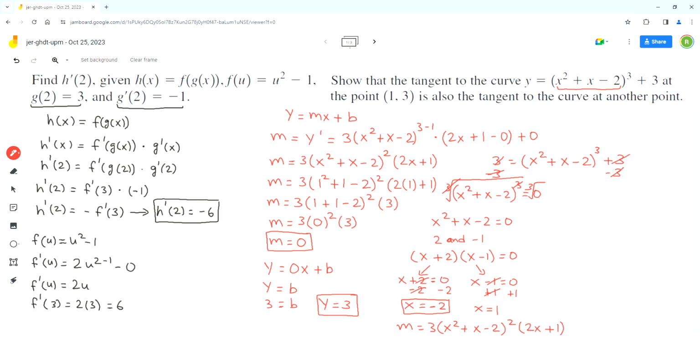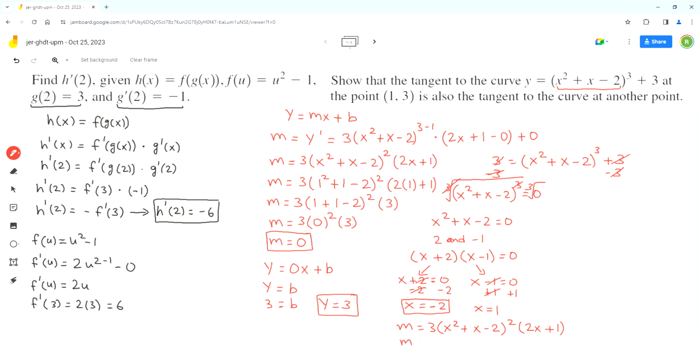So we should sub in x as negative 2 in this expression to check if we get a slope value of 0. Because if we get a slope value of 0, that means that tangent line y equals 3 is tangent to the curve at x equals negative 2 as well. But if we don't get a 0, that means the tangent line is not tangent to the curve, but it intersects the curve at that point. So let's sub in x as -2.